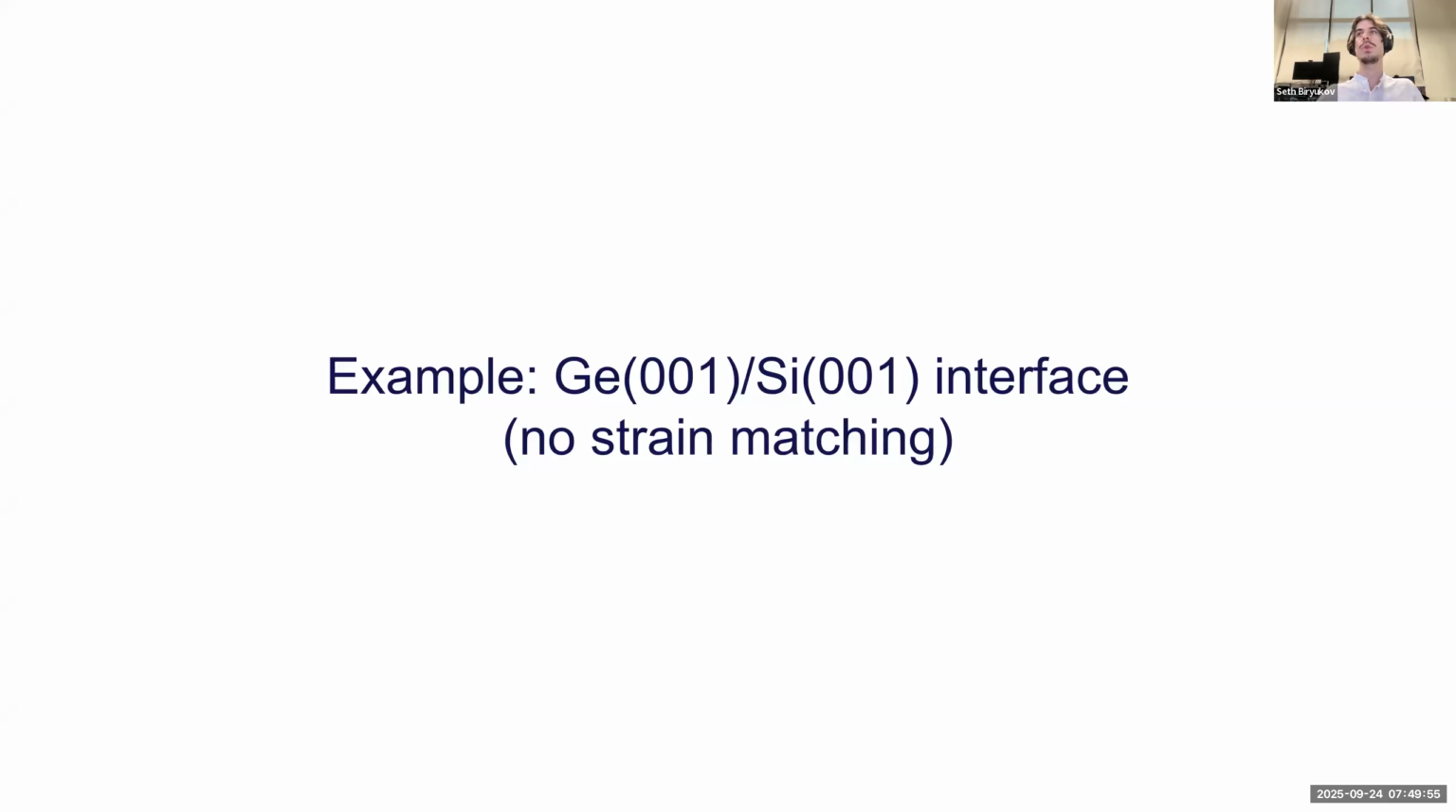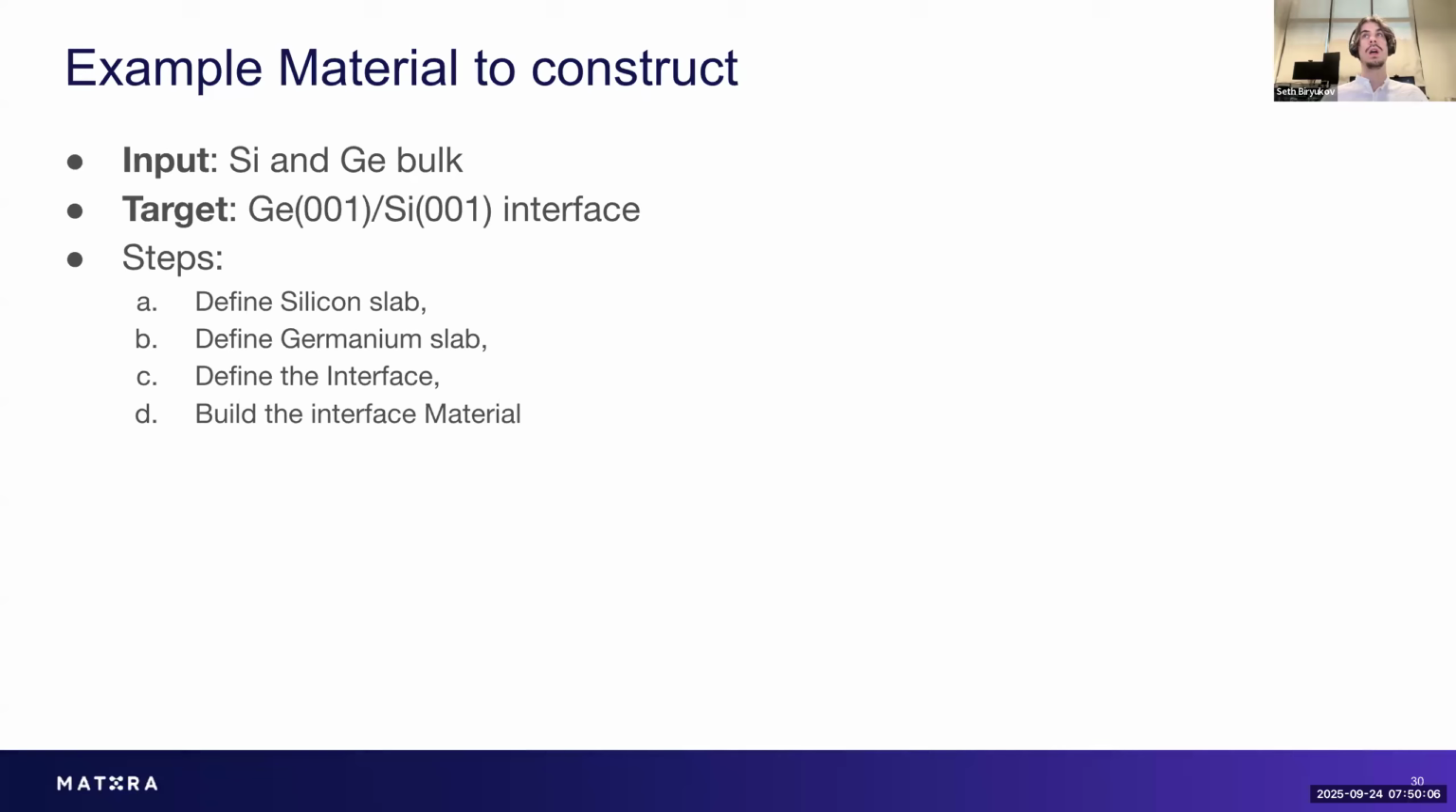Let's get back to the next example. The next example is going to be a germanium 001 on silicon 001 interface with no strain matching. So we need to provide our own transformation matrices. We will take silicon and germanium bulk and create the material. We'll define a silicon slab, a germanium slab, then we'll define the interface between them, and then we're going to build it.